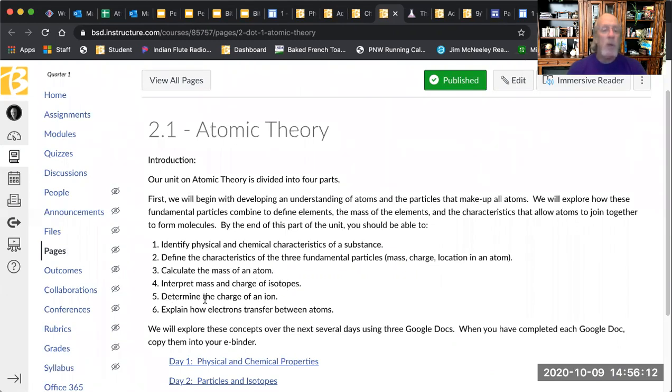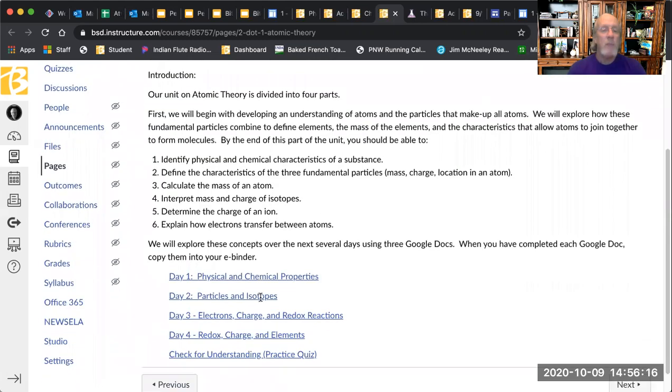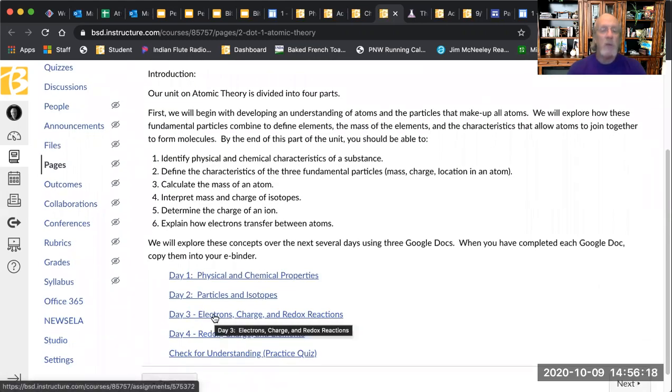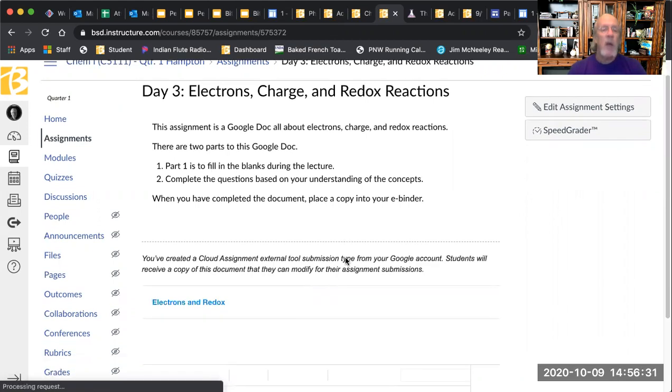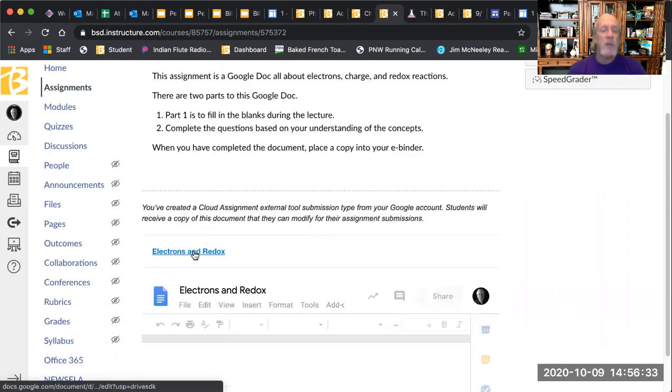Today, we are going to work on determining the charge of an ion. So day number 3, this is the one we're working on, electrons, charge, and redox reactions. All right, so again, there is a Google Doc that goes along with this for you to keep your notes. So let's get started with it.